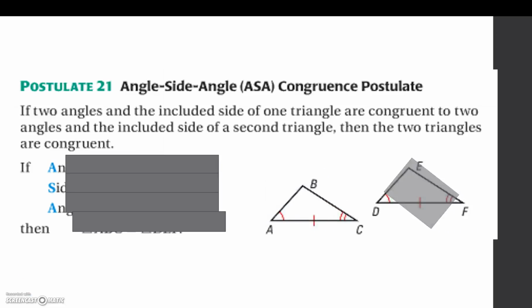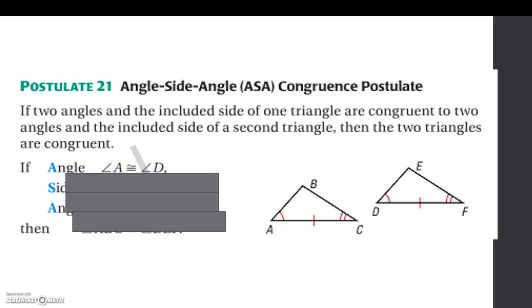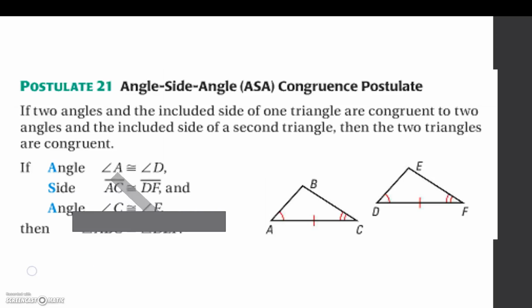So if we take a look at these two guys here, we have two angles and the side in between. And so if angle A is congruent to angle D, and we have the segment AC congruent to DF, and angle C is congruent to angle E, then we're allowed to say the two triangles are congruent.